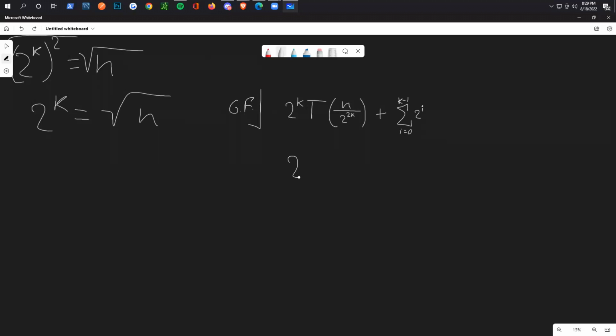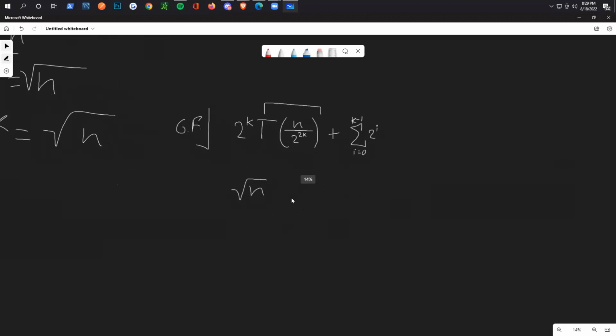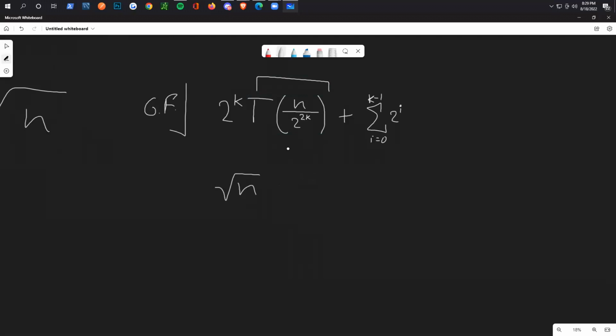So for 2 to the k, let's plug in square root of n, right? Because we know that at this point, they are equivalent. So we can just plug that in. Now we have this value right here. For this, let's do a little bit more solving so we can remove it.